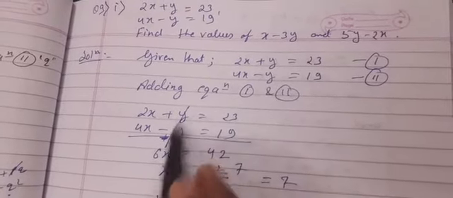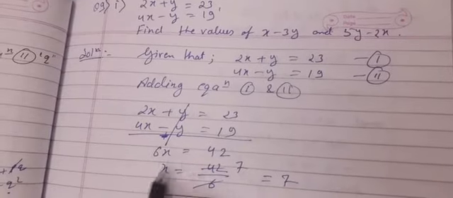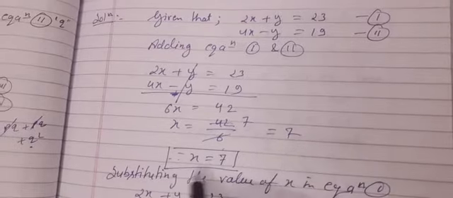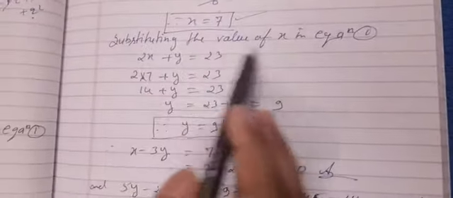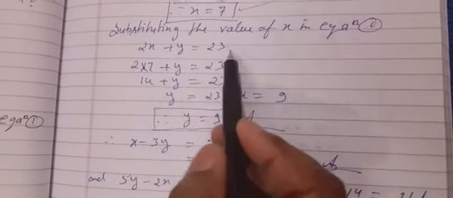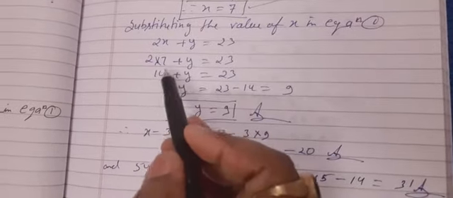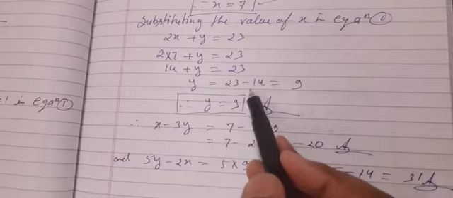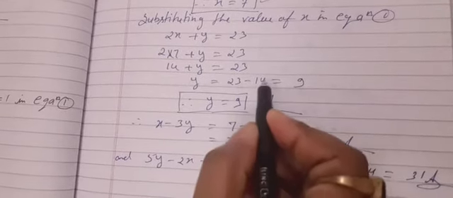So adding the equations, both y are cancelled and 2x plus 4x is 6x, and here is 42, so x is equal to 42 by 6, that is 7. x is equal to 7, first answer. Now substituting the value of x in equation 1 or 2, I have chosen 1, so 2x plus y is equal to 23. I have used the value of x, that was 7, so 14 plus y is 23, so y is equal to 23 minus 14, that is equal to 9.